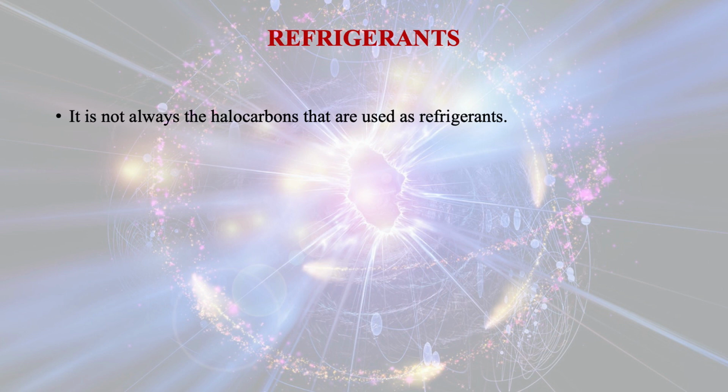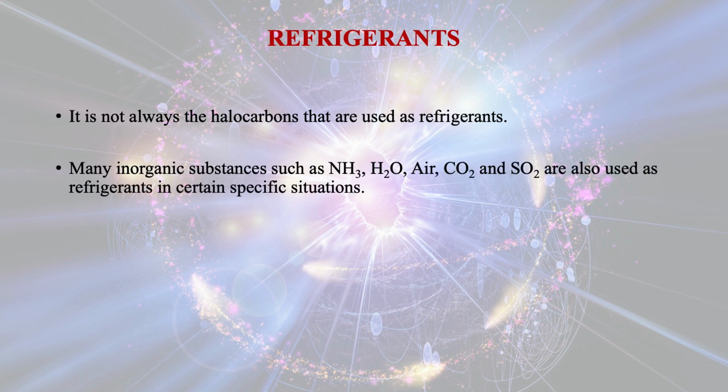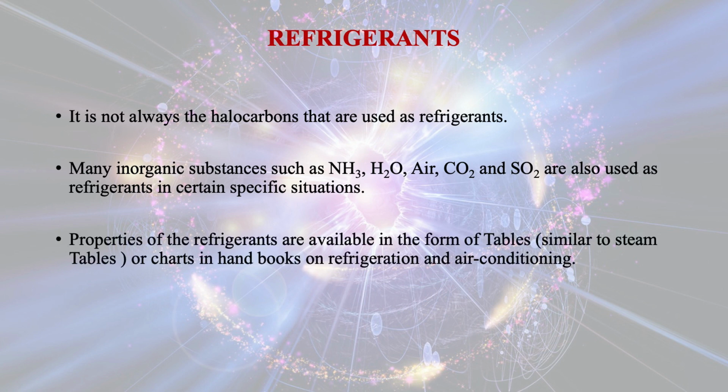It is not always the halocarbons that are used as refrigerants. Many inorganic substances such as NH3, that is ammonia, H2O, air, CO2 and SO2 are also used as refrigerants in certain specific situations. Properties of the refrigerant are available in the form of tables similar to steam tables or charts in handbooks on refrigeration and air conditioning.